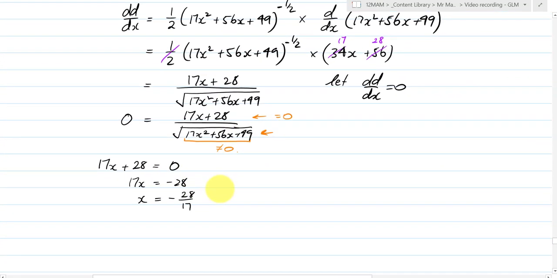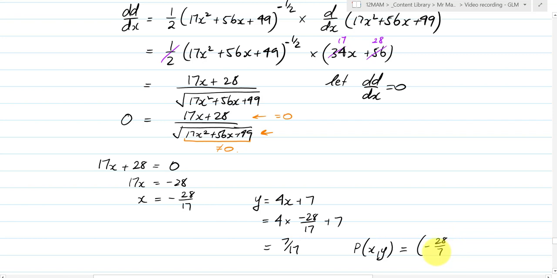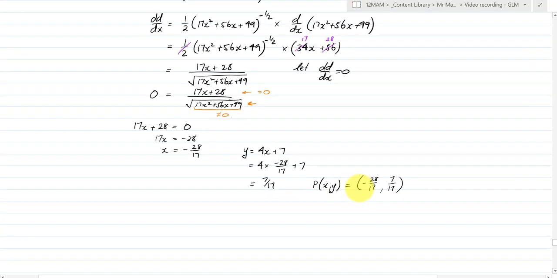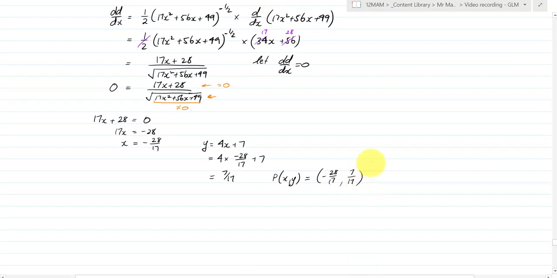There's my x value, and you'll recall that y is equal to 4x plus 7, and 4x plus 7 is equal to 4 times negative 28 over 17 plus 7. Whatever that is, I'll tell you it's 7 over 17. And so P (x, y) is equal to (negative 28 over 17, 7 over 17). So this is me getting the overall point, getting the final point here. That's my step 6.